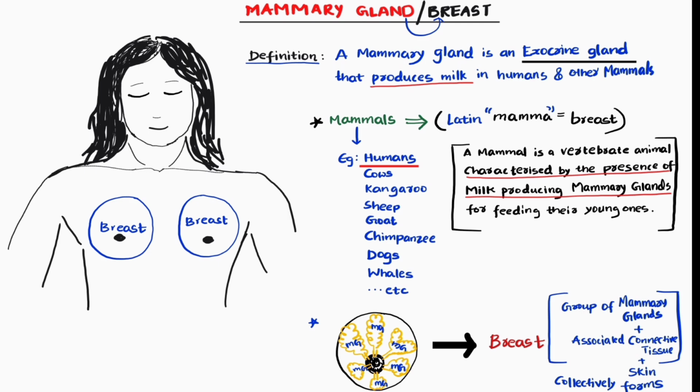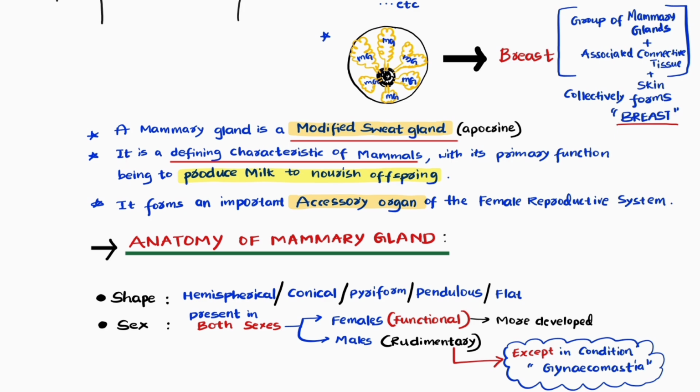If you see in the diagram, a group of mammary glands plus associated connective tissue plus skin collectively forms the breast. So mammary glands grouped collectively form the breast. So mammary glands are a component of the breast. The mammary gland located in the breast is the most important structure present in the pectoral region. A mammary gland is a modified sweat gland, that is, an apocrine type of gland.